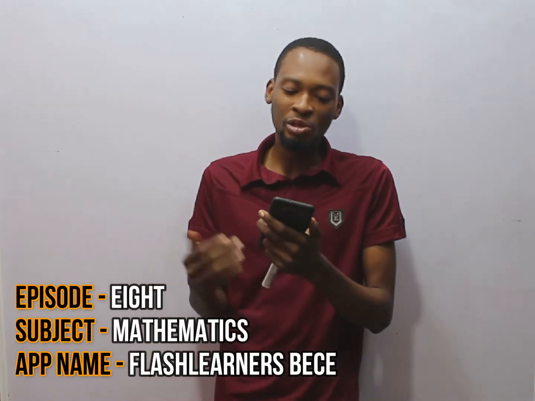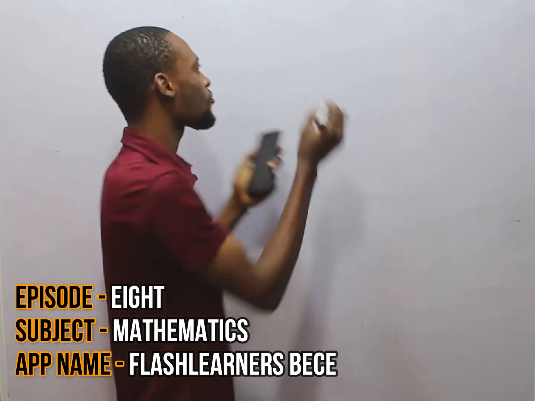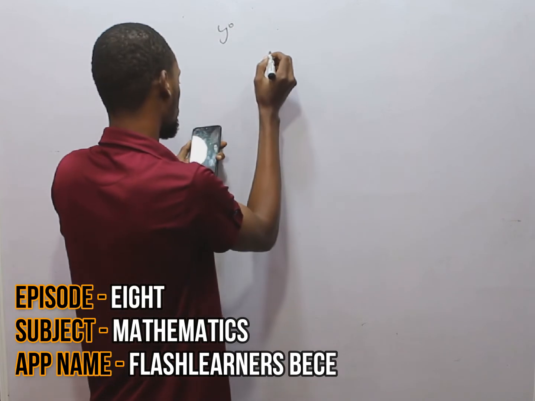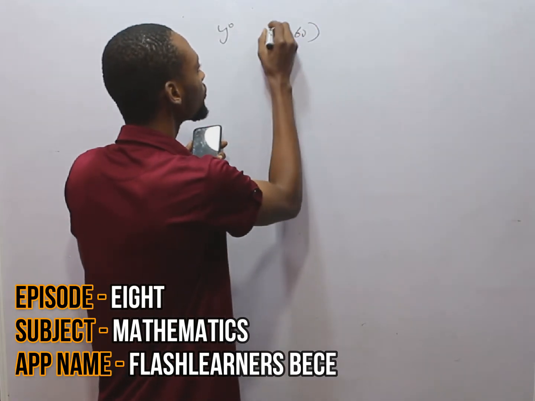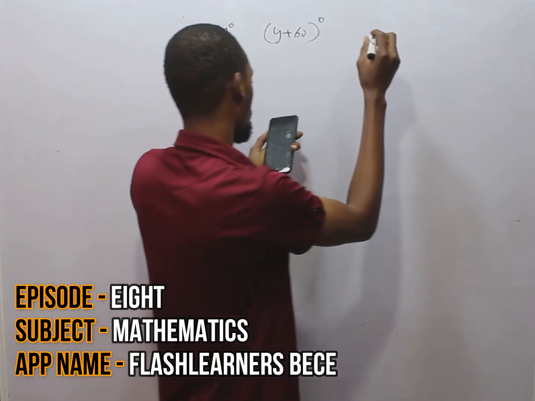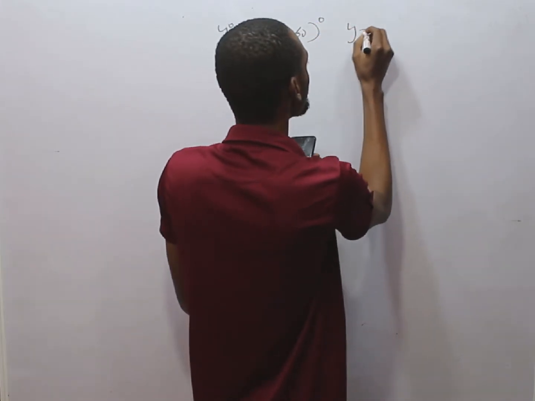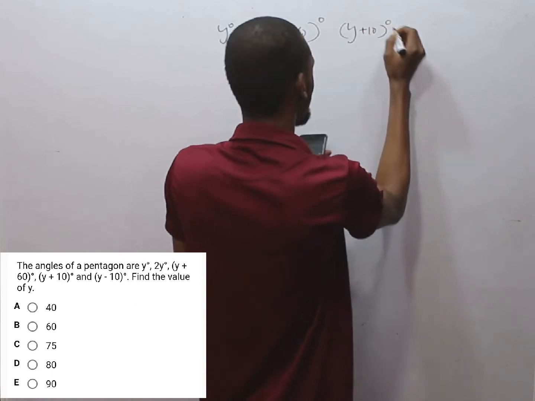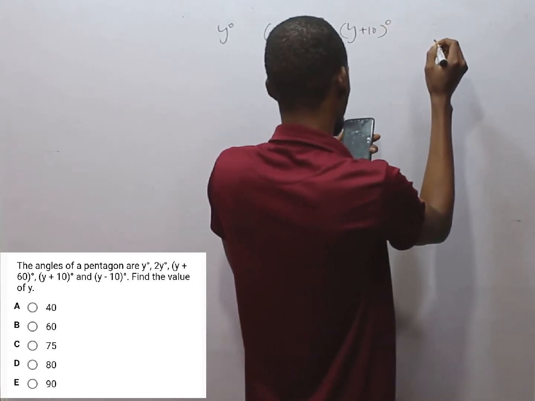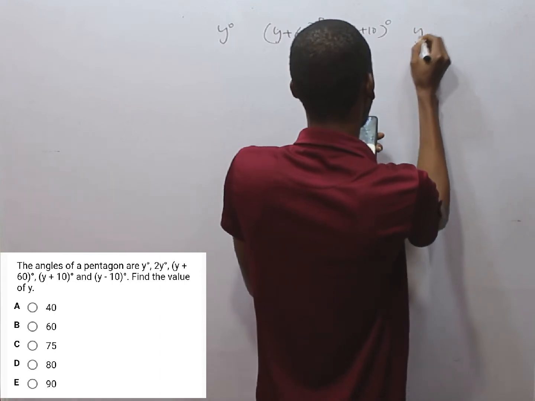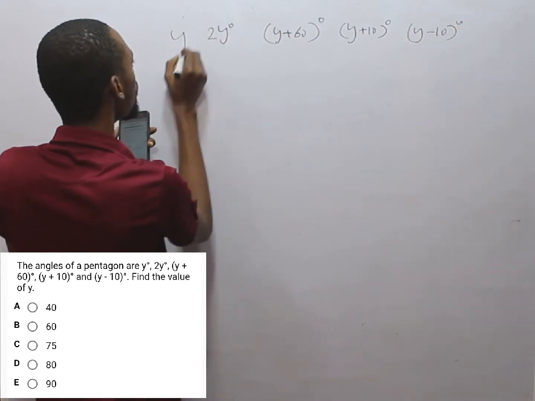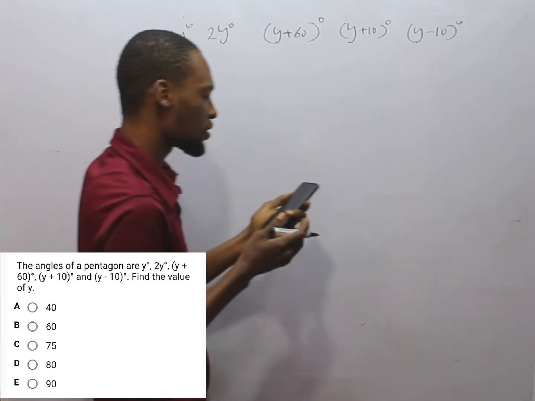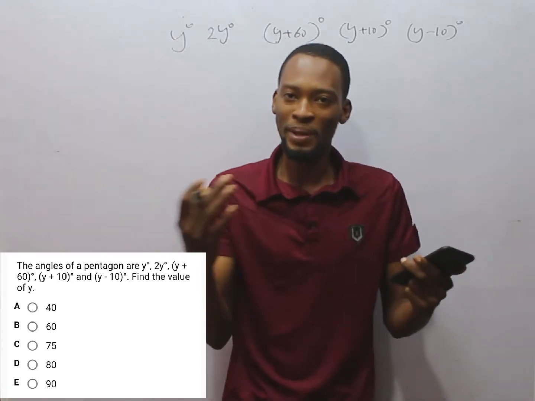Look at this question. It says that the angles of a pentagon are y degrees, 2y degrees, 2y plus 60 degrees, y plus 10 degrees, y minus 10 degrees. So according to the question, these are the angles of a pentagon.